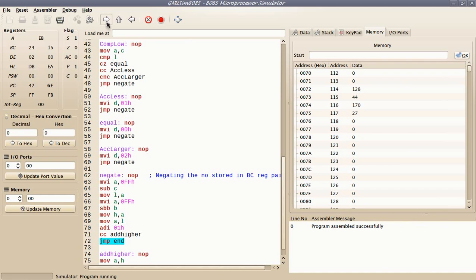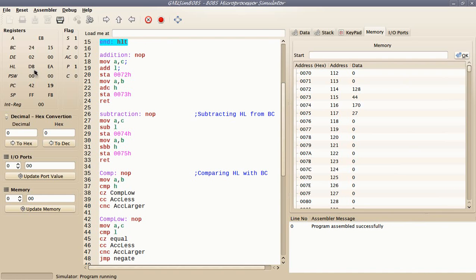In this case no carry sets over. So this is the negation of the first number, that is the number stored in BC register pair. So this is all about 16-bit operations. Thank you.